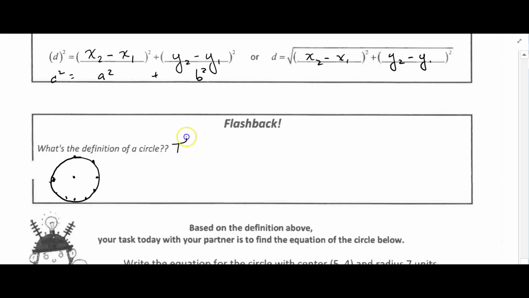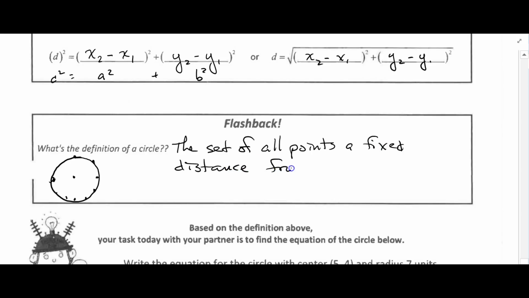So the definition is the set, which is just a bunch of things, the set of all points a fixed distance from a given point. And this given point, that's just what we start with.